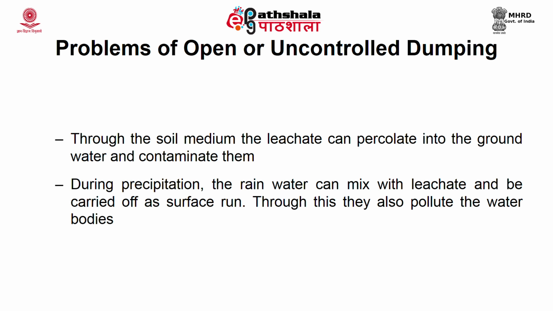Now, when there is rainfall, what will happen? The water reaches the surface and mixes with the leachate generated by the waste. Once it gets mixed, surface runoff is created. In this way it is discharged or enters into the water bodies. So, during precipitation, rainwater can mix with leachate and be carried off as surface runoff. Through this, it also pollutes other surface water bodies.